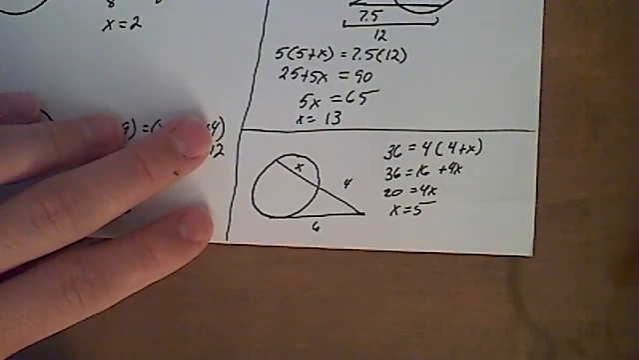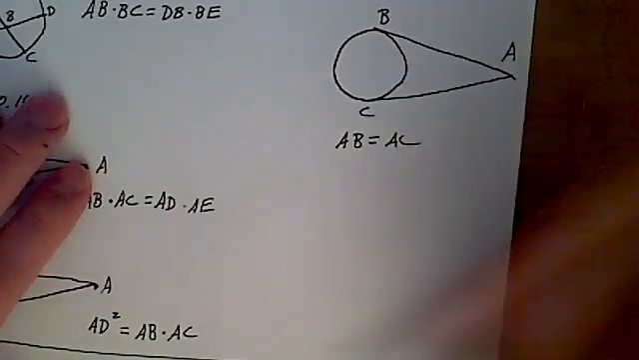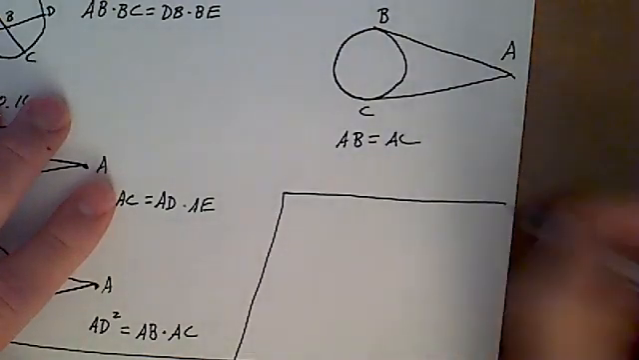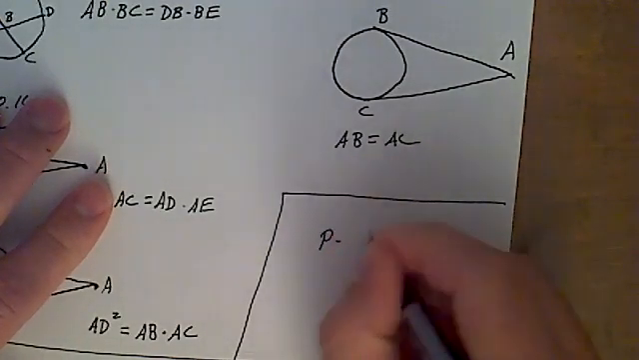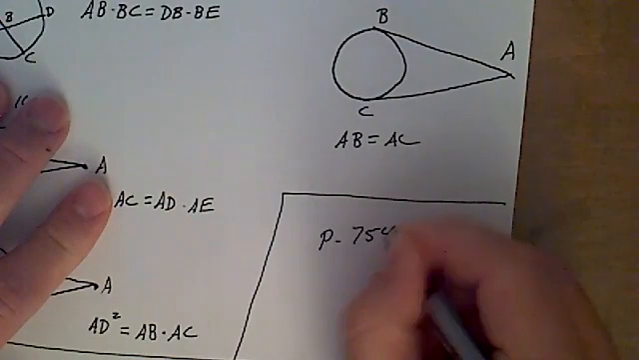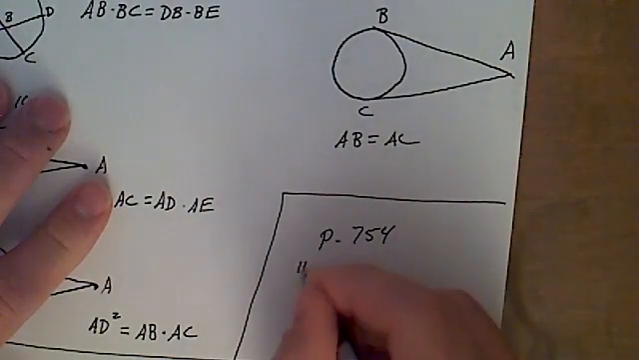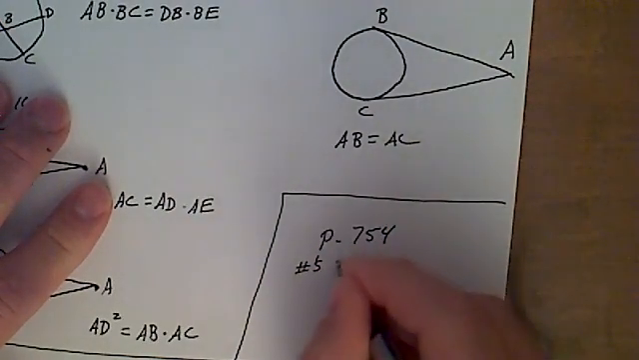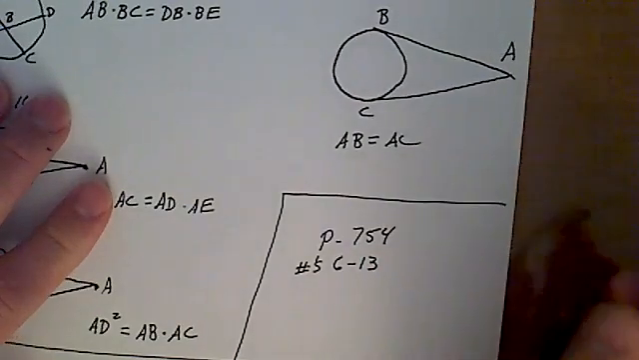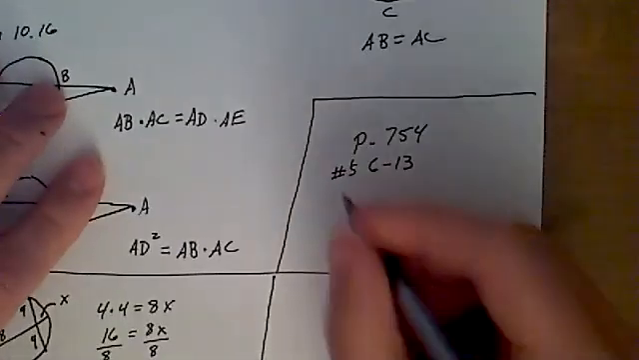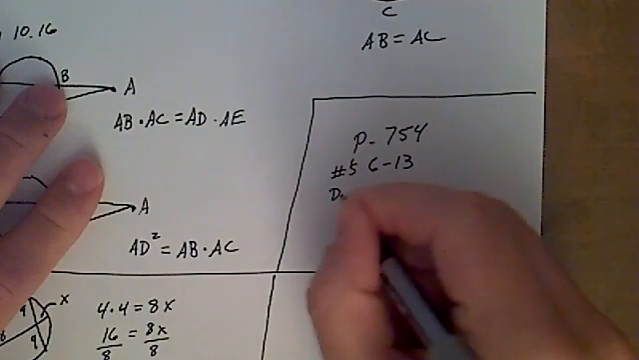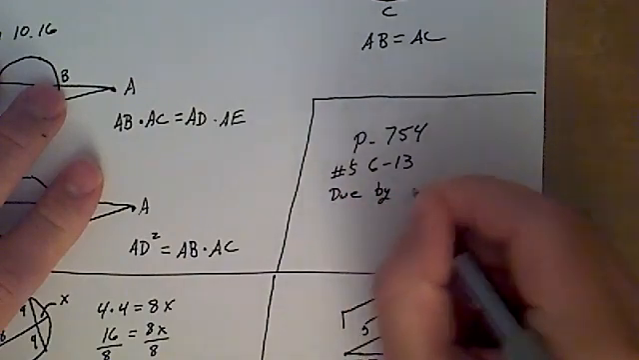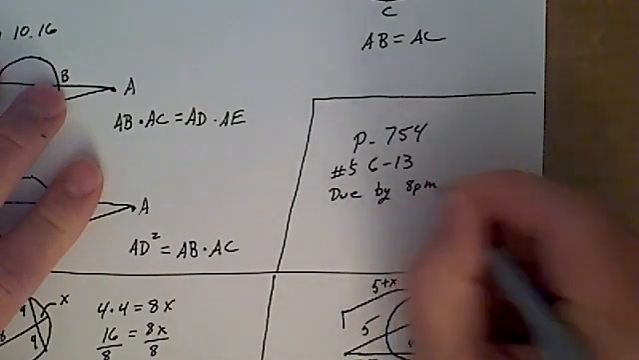And that is all that we have for today. So your homework is going to be on page 754. There's numbers 6 to 13. And that should be done by 8 p.m. tonight.